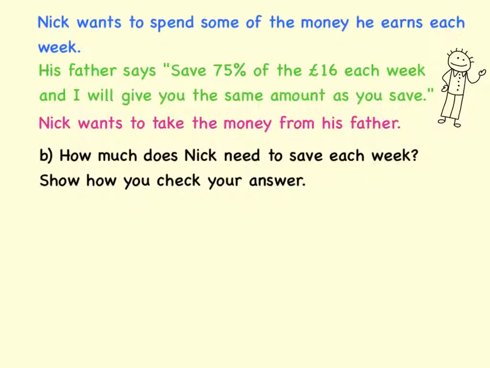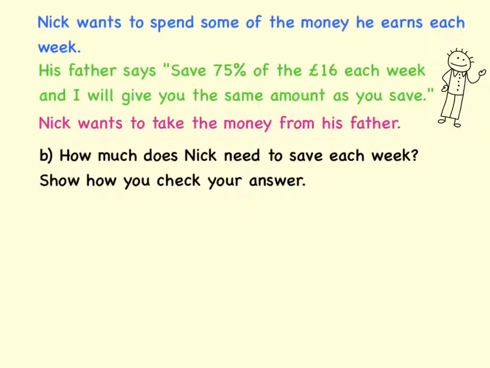Let's have a look at the second part of question 1. Nick wants to spend some of the money he earns each week. His father says, save 75% of the £16 each week and I will give you the same amount as you save. Nick wants to take the money from his father. Part B of question 1. How much does Nick need to save each week? Show how you check your answer.